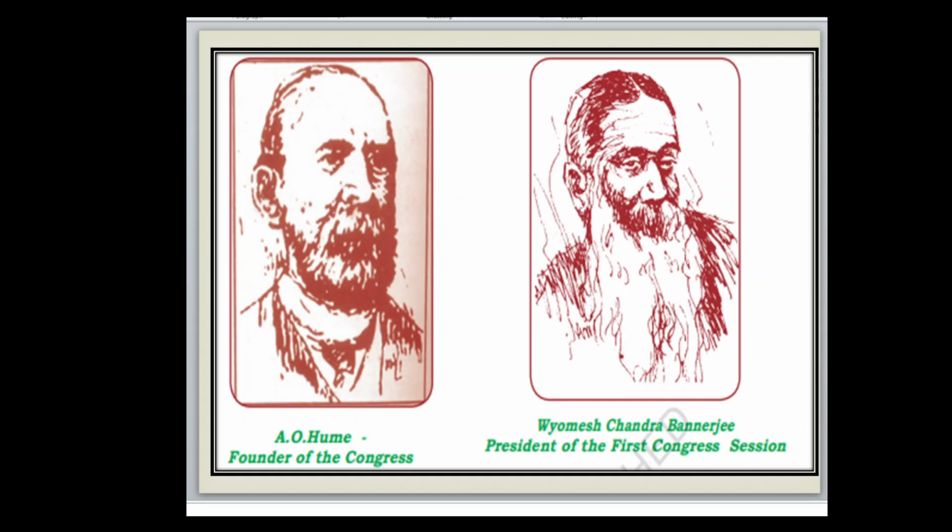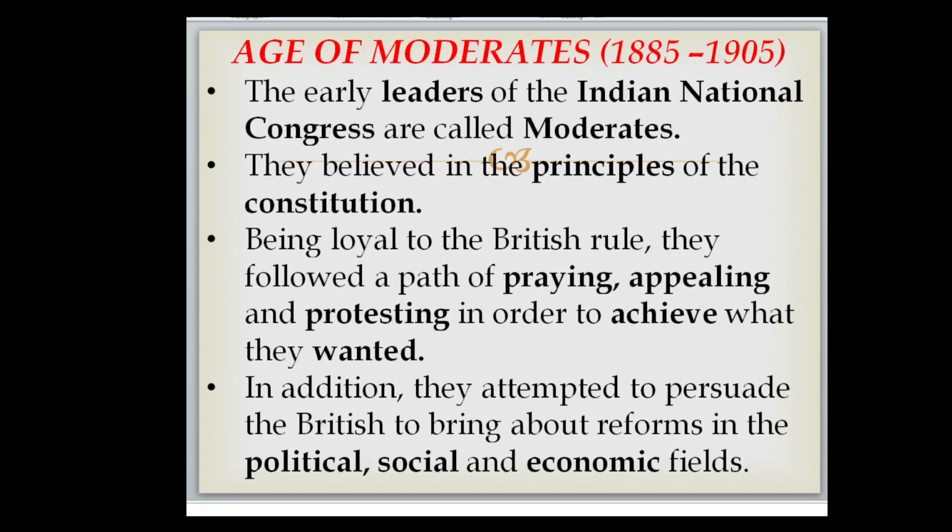Then on this side we have the first president of the Indian National Congress session. His name is Womesh Chandra Banerjee. Now let us move to our freedom struggle. That period we are going to divide into three parts. First, we are going to call it the Age of Moderates, from 1885 to 1905. This period we are going to call the Age of Moderates.